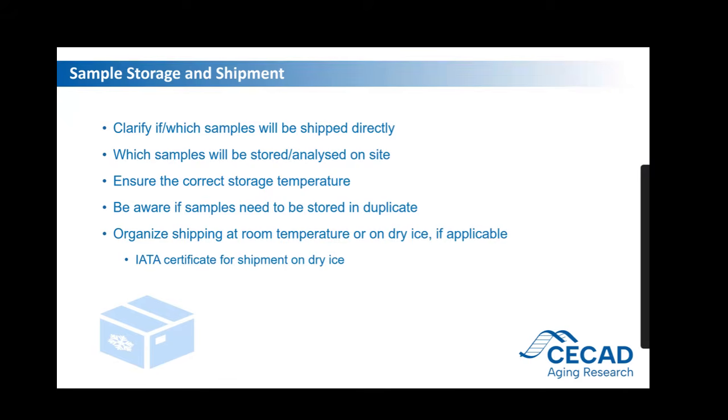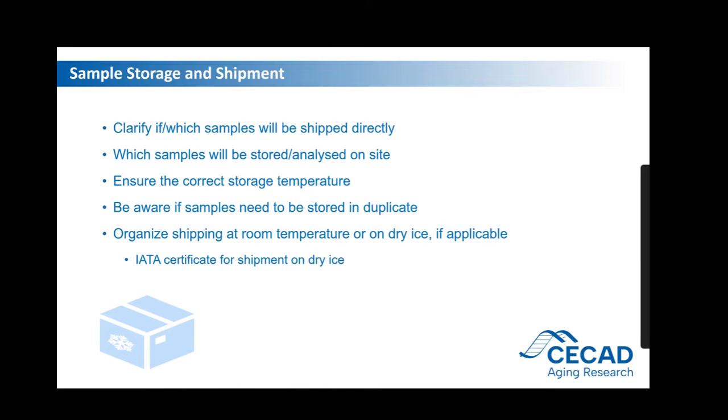So we do not only have the IMP that is going back and forth, we also collect probably samples from the subject. They also need to be stored and shipped. So you need to clarify what will be shipped. Will it be shipped directly? Do you store it up front? Do you analyze centrally or maybe also at your own site? So what will happen to all the samples?